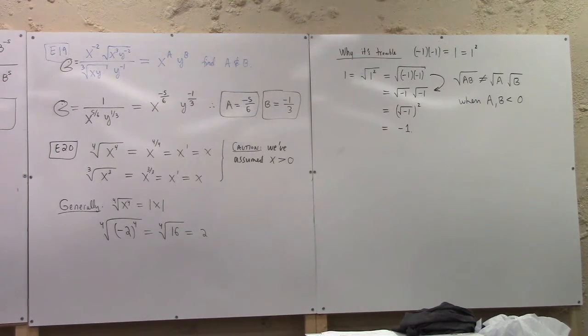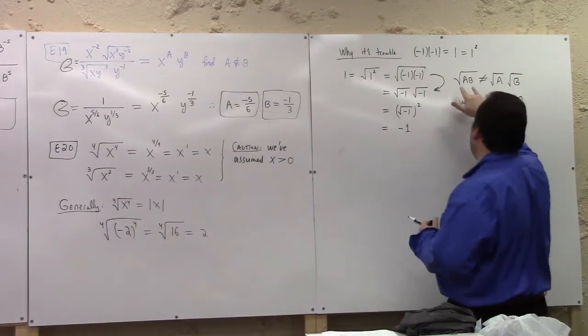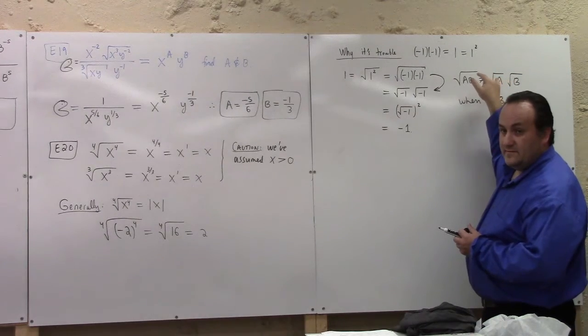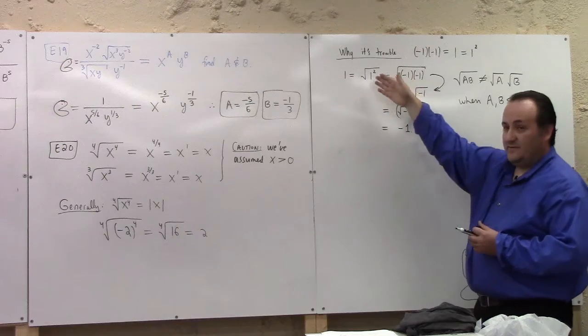Well, anyway, my point to you, the reason that this fails in terms of our thinking is that we've never said that the square root of A times B is the square root of A times the square root of B when A and B are negative. Right? And the reason we don't say that is because if we did, then we'd have to address this issue.